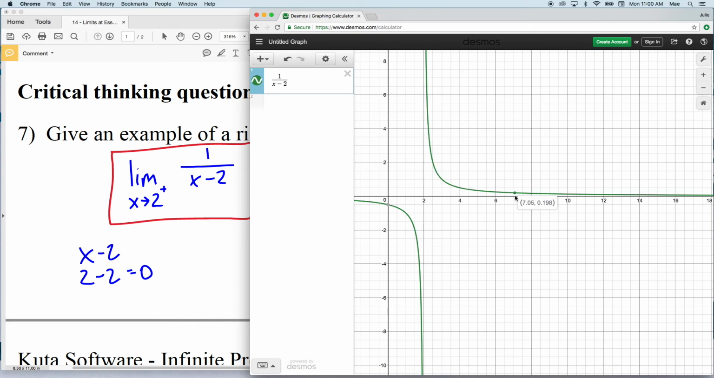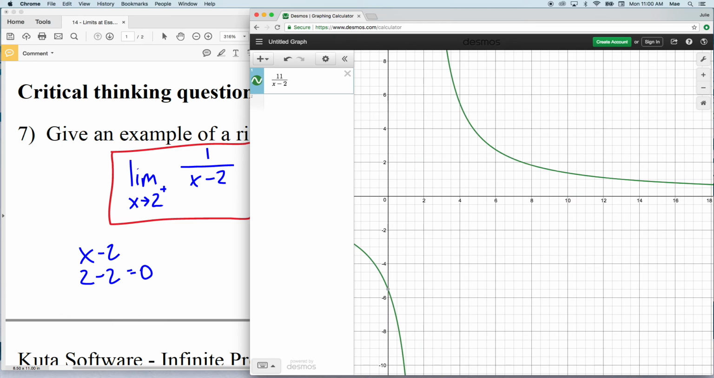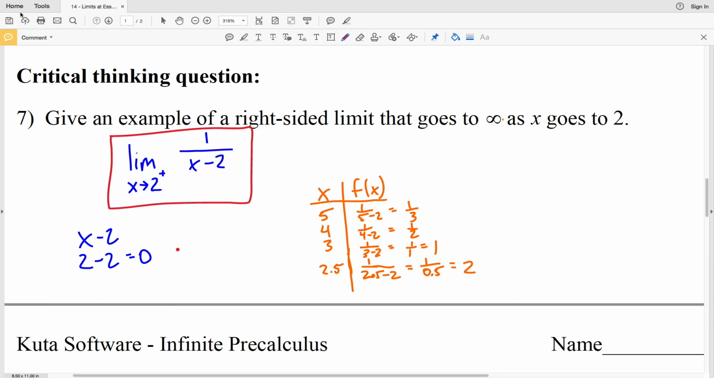And you can see some of our values that we plugged into our t-table, such as 4 and 1/2 and 2.5 and 2. And it's important to note that that numerator has to be positive, because if it was negative, say -1, then coming from the right, as we approached 2, we would get closer to negative infinity. That is why we have a positive 1 over x minus 2. So again, one of the answers for number 7 is the limit of 1 over x minus 2 as x approaches 2 from the right.